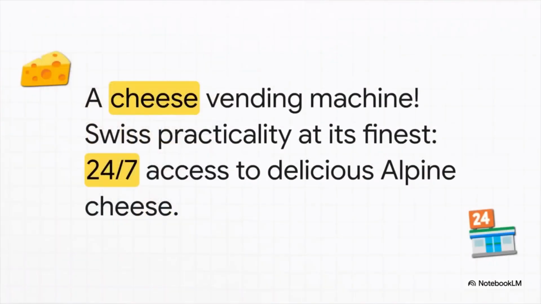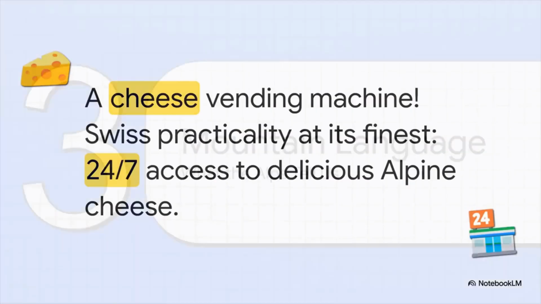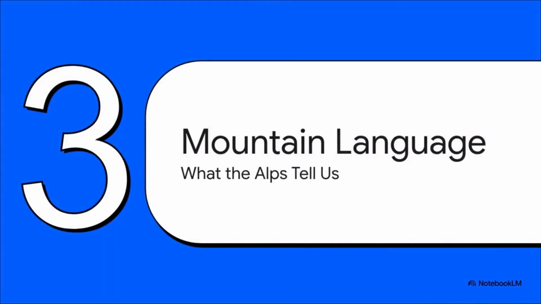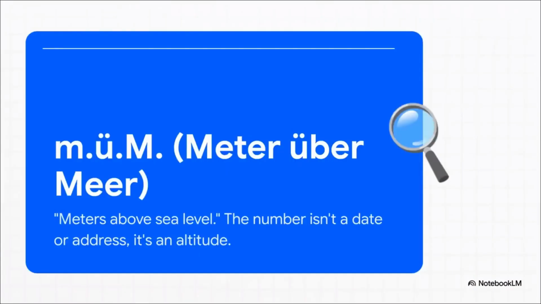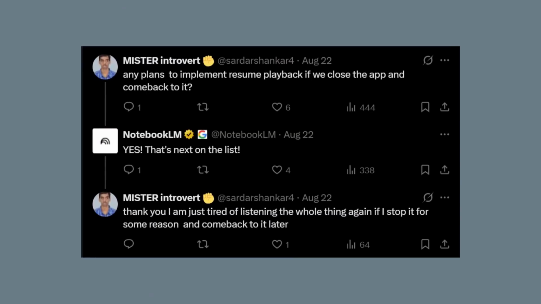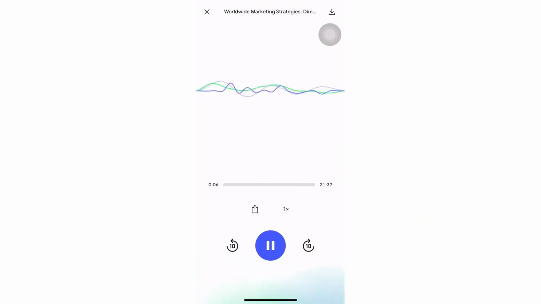But this isn't just limited to travel photos. You could use this for business too, and they're not stopping there. I've been digging through their social media and found even more incredible features on the roadmap. First, they're working on resume playback. Right now, if you close the app and come back later, you have to start the audio overview from the beginning. Super annoying if you're listening to a 20-minute overview and get interrupted.